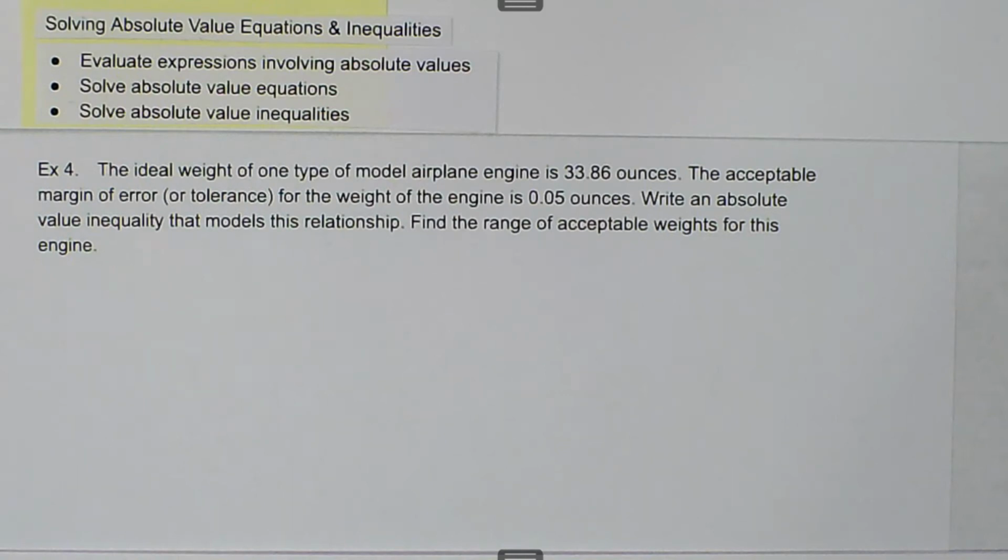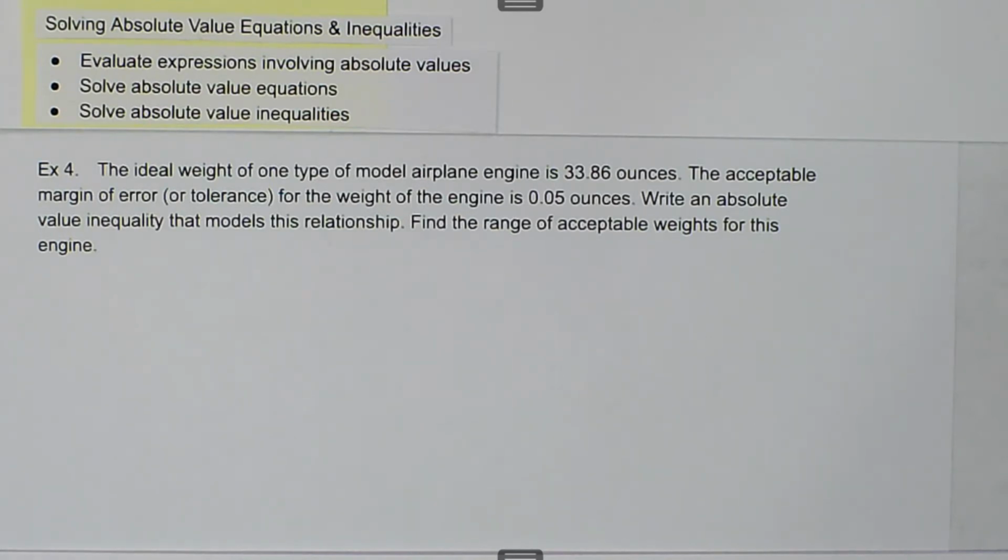We're talking about solving absolute value inequalities. In this case, we have a word problem. The ideal weight of one type of model airplane engine is 33.86 ounces. The acceptable margin of error, or tolerance, for the weight of the engine is 0.05 ounces. Write an absolute value inequality that models the relationship. Find the range of acceptable weights for this engine.